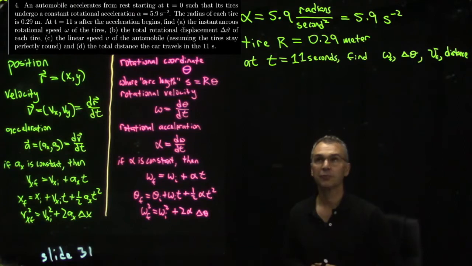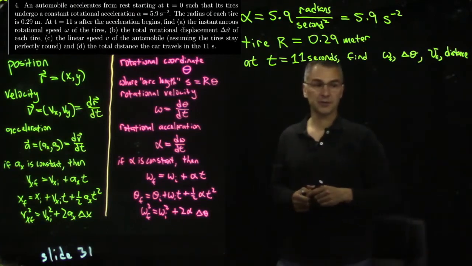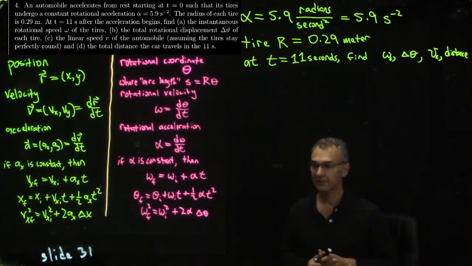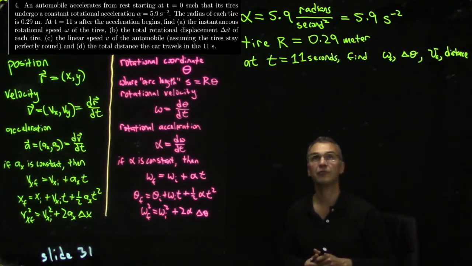Here's our first practice example working with these new rotational analogs of our previously familiar linear variables. A car accelerates from rest starting at t equals 0 such that its tires undergo constant rotational acceleration. Alpha is 5.9 radians per second squared, which by the way we write as 5.9 per second squared. See, radians per second squared is the same as per second squared. It's the same as second to the -2 power. That takes some getting used to.